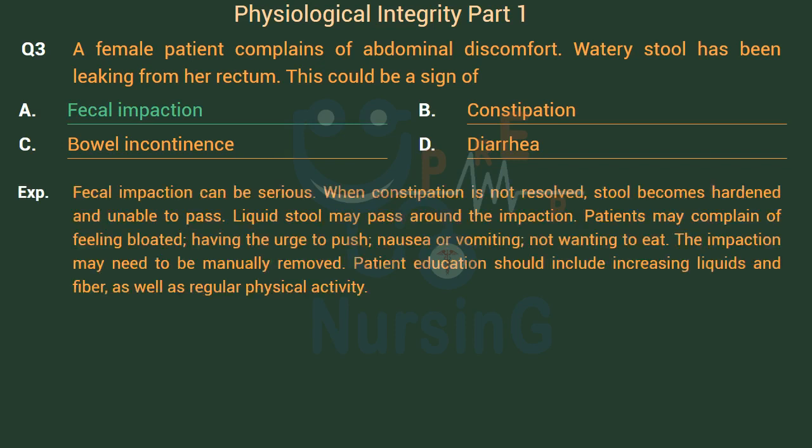Fecal impaction. Fecal impaction can be serious. When constipation is not resolved, stool becomes hardened and unable to pass. Liquid stool may pass around the impaction. Patients may complain of feeling bloated, having the urge to push, nausea or vomiting, not wanting to eat. The impaction may need to be manually removed. Patient education should include increasing liquids and fiber, as well as regular physical activity.